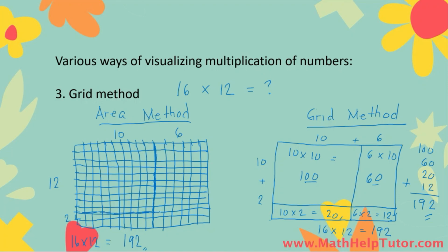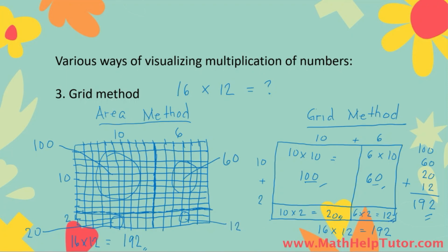And then this part of this rectangle would have a height of 10. Now, if you count all the squares in each of these regions, in this region, you're going to have 100 squares. In this region, you're going to have 60 squares, just like the ones we got in the grid method. In this region, you're going to have 20 squares, just like this one. And in this region, you would find that there are 12 squares, just like this one.